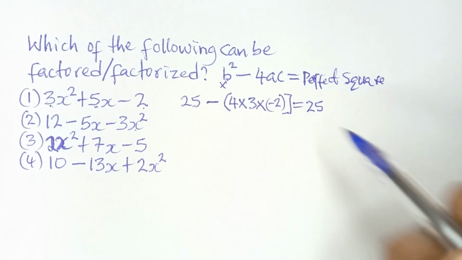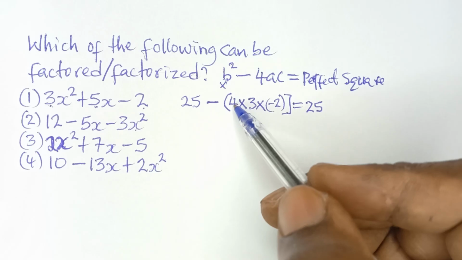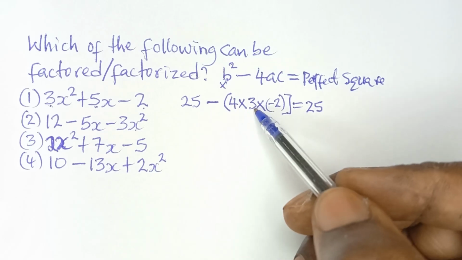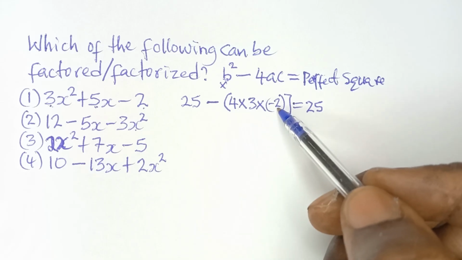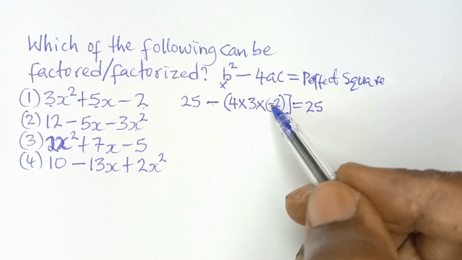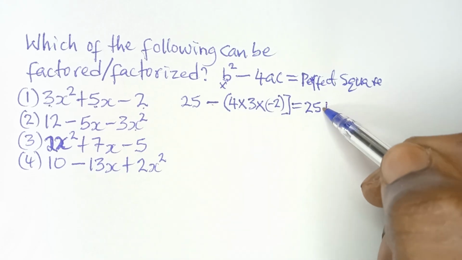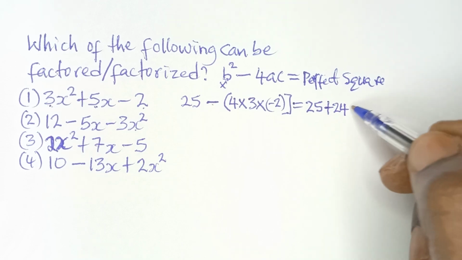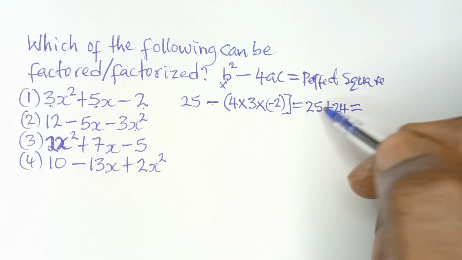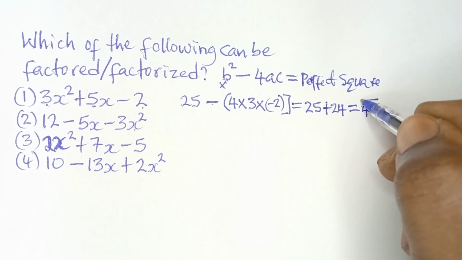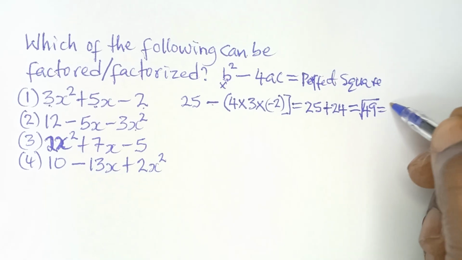So we have 25 here. Then 4 multiplied by 3 is 12. 12 multiplied by -2 is -24. So -24 multiplied by this negative sign here, negative multiplied by negative becomes positive, so I have positive 24. The positive 24 added to 25 will give me 49. And the square root of 49 is equal to 7.